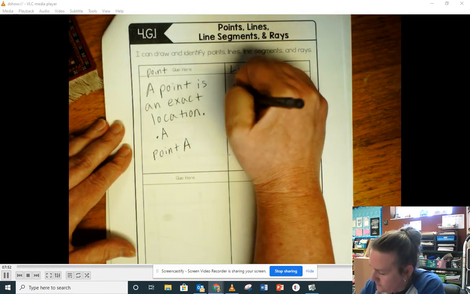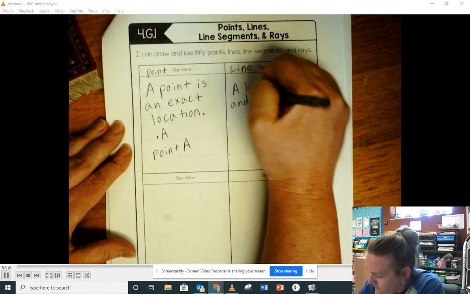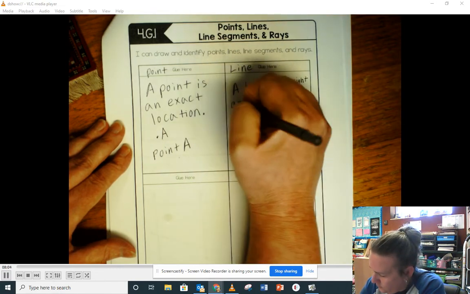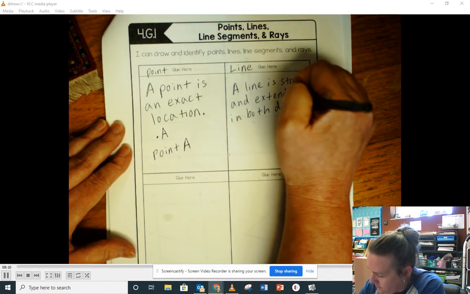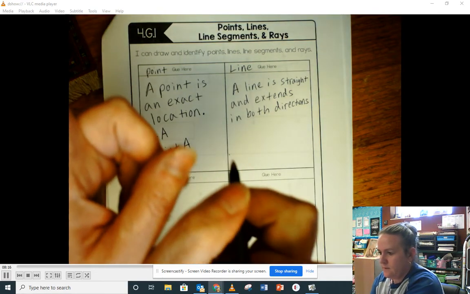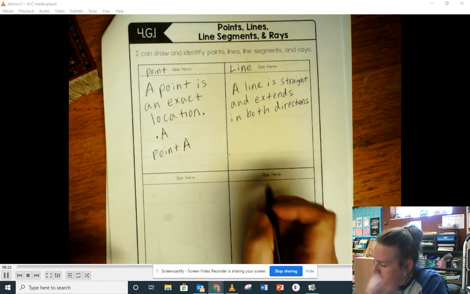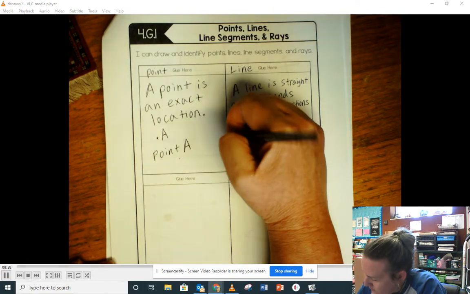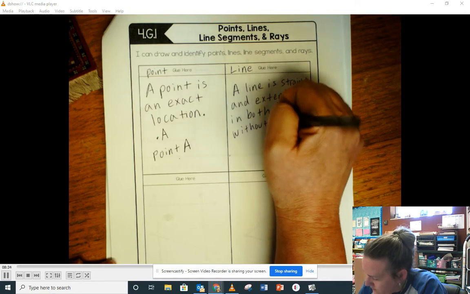A line is straight and extends in both directions, extends to the left and the right forever. A line is straight and extends in both directions without end. So it keeps going.